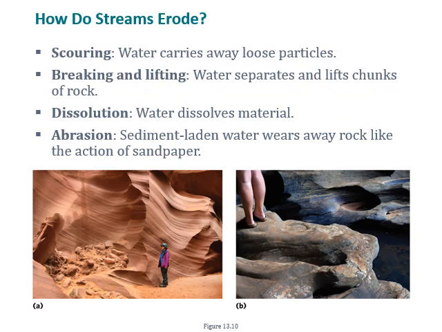Streams erode rock and sediment material in a variety of ways, known as scouring, breaking and lifting, dissolution, and abrasion. Scouring is where water carries away loose particles. Breaking and lifting is where water separates and lifts chunks of rock. Dissolution is when water dissolves material, and abrasion is when sediment in water wears away rock like the actions of sandpaper. Some pictures of erosion from streams through scouring and abrasion are below.